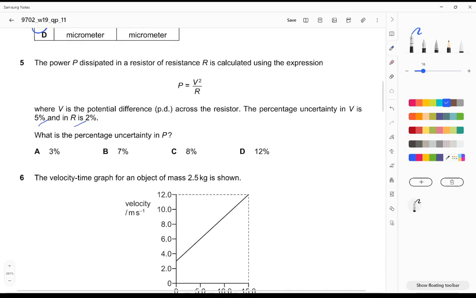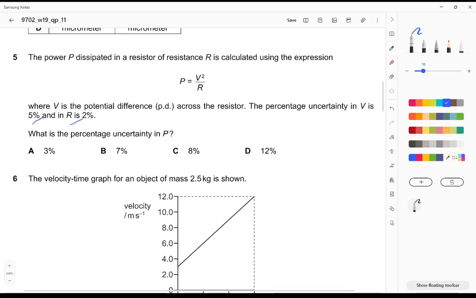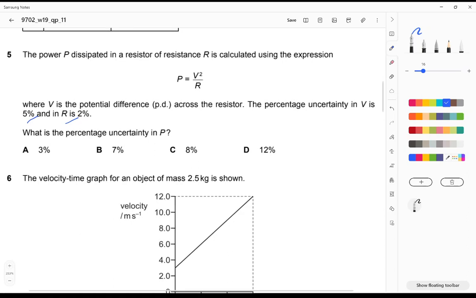So yeah, we are going to be working this, but first of all, let me just tell you one thing, that whenever quantities are multiplied or divided, we always have to add up the percentage uncertainties. We do not work with absolute uncertainties. We can also work with fractional uncertainties, but percentage uncertainties is the best way to go. So let's just look at this thing. The percentage uncertainty in V is already given to us and R is already given to us. So this is going to be a piece of cake.